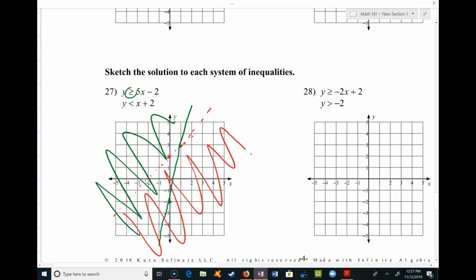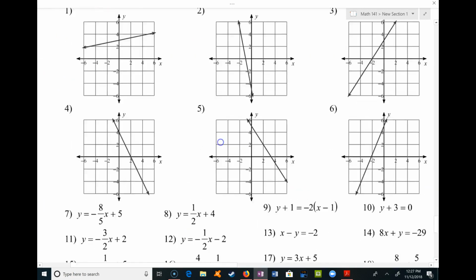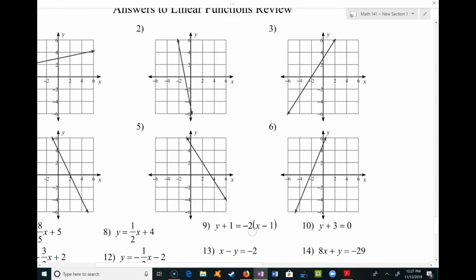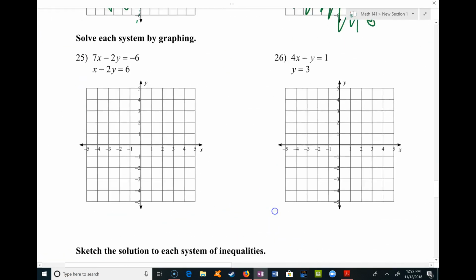So then if we're trying to solve this system of inequalities, the solution is actually going to be, I'll choose a different color for the final solution. Maybe I'll highlight. The final solution is this yellow right here. It's a place where the red and the green overlap. Isn't that cool? Okay. And like I said, the answers are there, so I think you get the idea. Hopefully that was helpful.